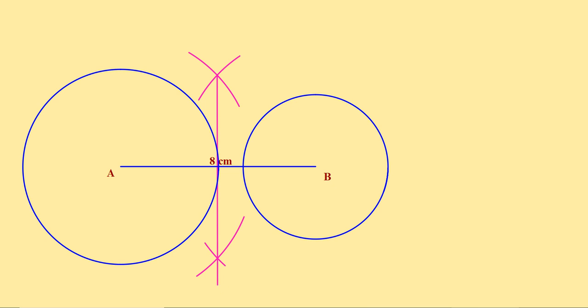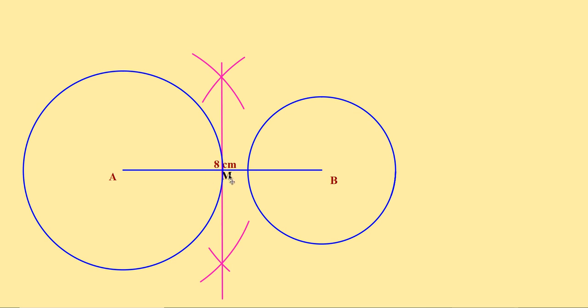Let M be the midpoint of AB. Here the point M will be the intersecting point of the circle with the center A and AB, because we drew a circle with the center A and radius 4 centimeter. So AB is 8 centimeter. So M will be the midpoint of AB.